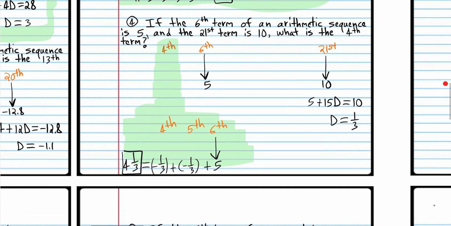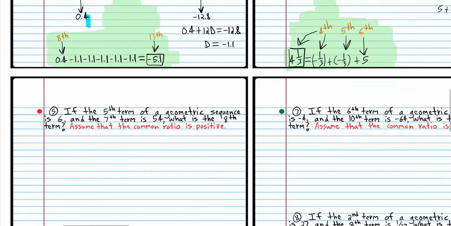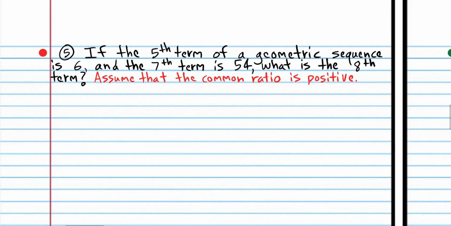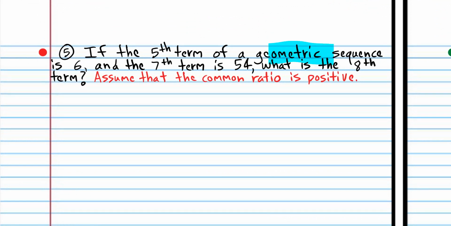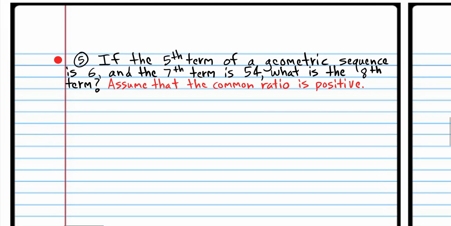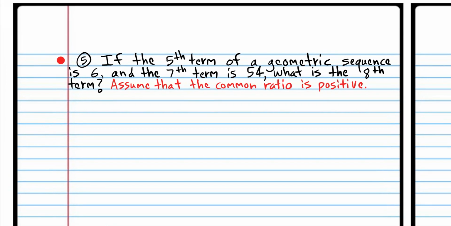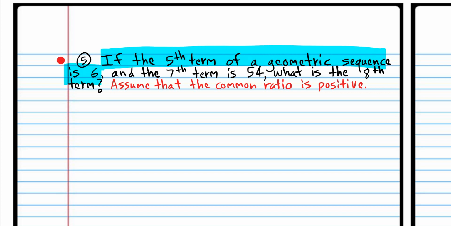So if you got that right, excellent. Okay, so now we're going to do very similar problems, but with geometric sequences rather than arithmetic sequences. And so we're told if the 5th term of a geometric sequence is 6 and the 7th is 54, what is the 8th term?